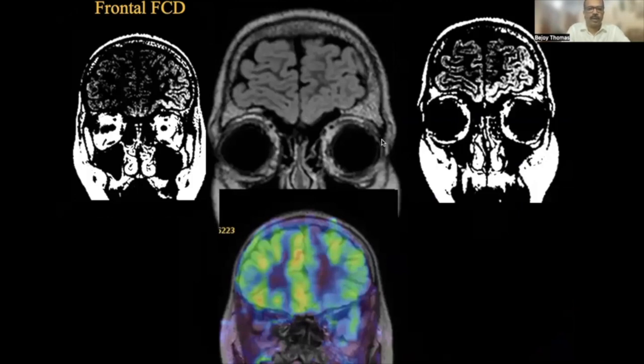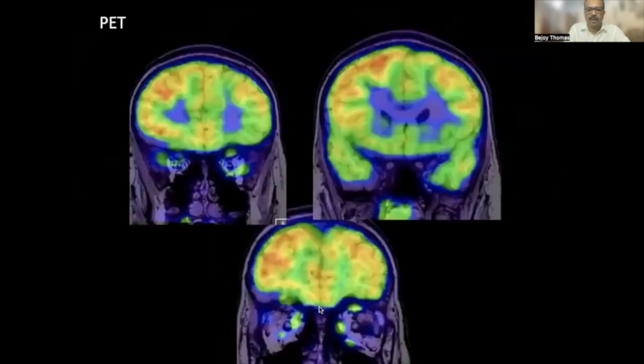This is a case of frontal FCD. When you narrow the window of the 3D FLAIR images, you can very well see that in the medial basal and the basal frontal region there is poor gray-white differentiation and gray matter hyperintensity, and this actually corresponds to a low perfusion in the interictal state in the ASL, which corresponds with the PET imaging.